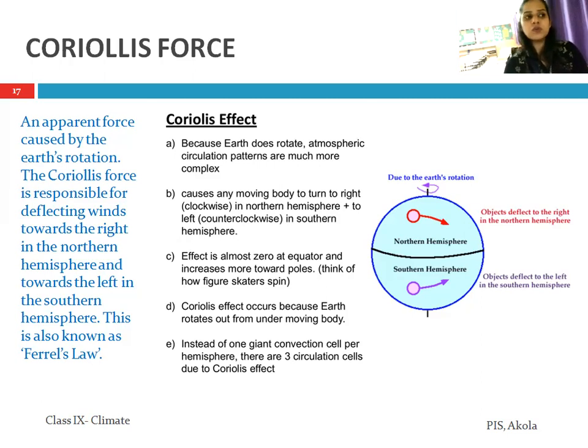In the southern and northern hemispheres, it turns to the right and it turns to the left. But when it comes to the equator, there are hardly any changes. But if you move to the extreme poles in the southern and the northern, you will have to imagine the situation of these forces the way a skater spins at a speed. Coriolis effect occurs because Earth rotates out from under the moving body. Instead of one giant convection cell per hemisphere, there are three circulation cells due to the Coriolis effect.